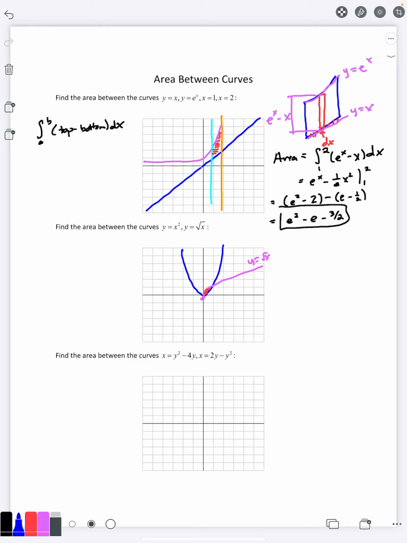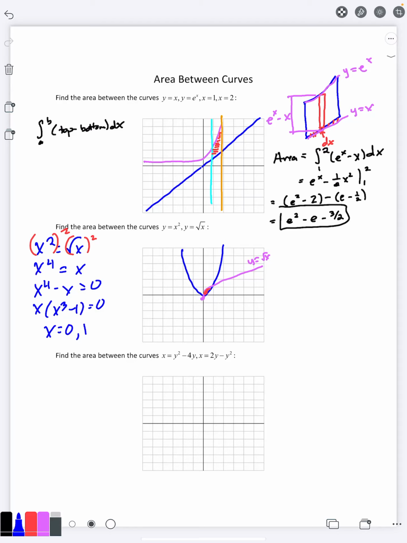And to find where they intersect, we set them equal to each other, and then we're going to solve this. And if you want to solve this equation, we're going to go ahead and square both sides to get rid of the square root. x to the fourth equals x. And then we can go ahead and factor an x out. And you get your two solutions, x is 0 and 1. And so that's what my integral is going to be from.